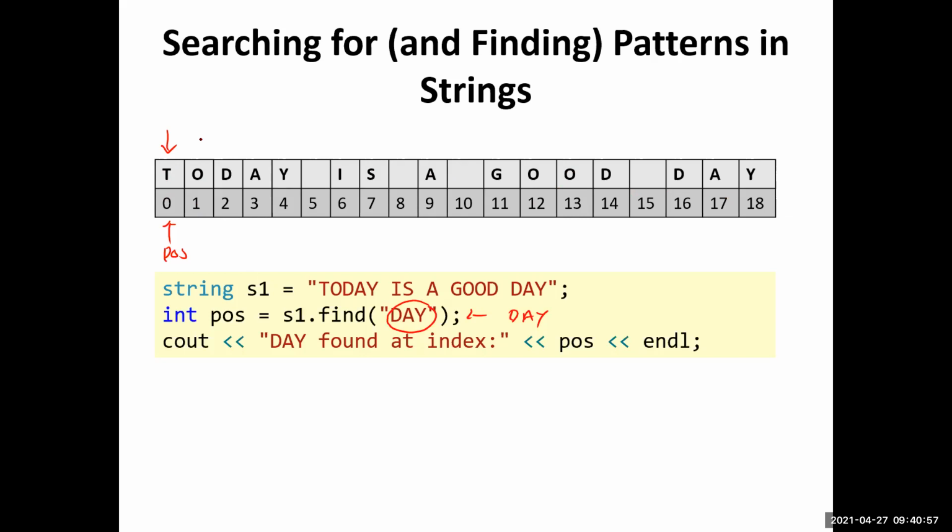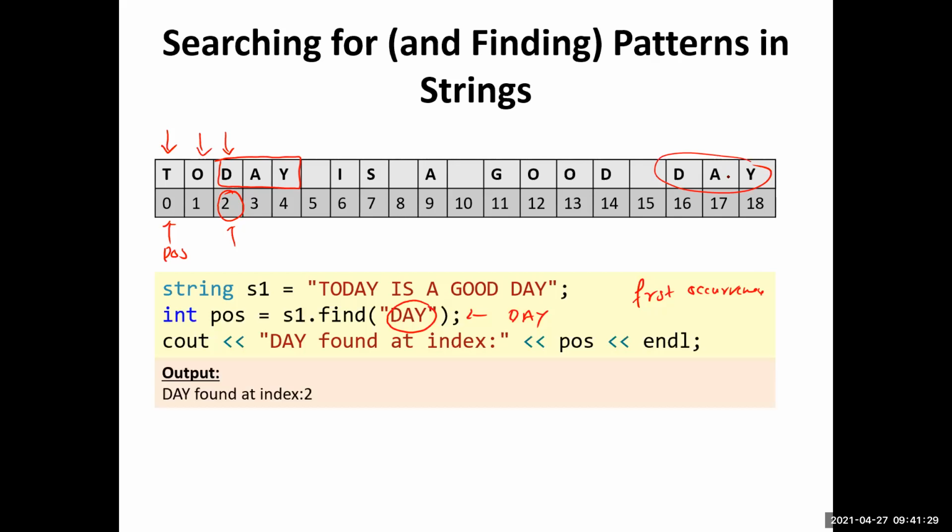This is not day, this is not day. When it comes here, you see it has found the string day. Day has a total of 3 characters, but this function will return the starting position of this string, which is 2. So when you call s1.find("day"), it will give you 2 as an output. Of course, day is appearing here as well, but this will give you the first occurrence only. Of course, I'll tell you ways to get the other one if you want. So if you run this program, the output would be: day found at index 2.